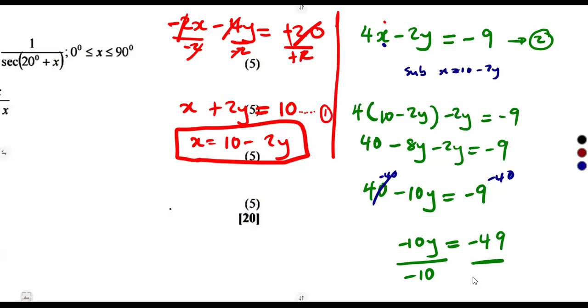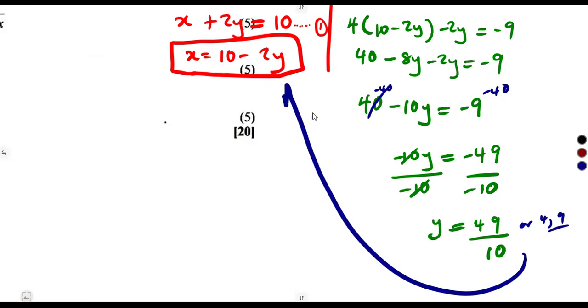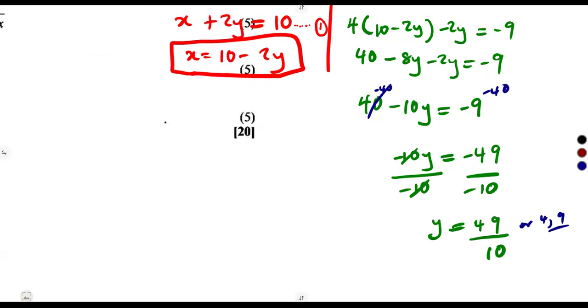Divide by the negative 10 to have the value of y there. So meaning to say y was going to be 49 over 10 or 4,9. So you can also have it as a decimal, 4,9. After finding this, you substitute where you made x the subject from that equation one that we had. Substitute there to find the value of x when y is equal to 49 over 10, or when y is 4,9.